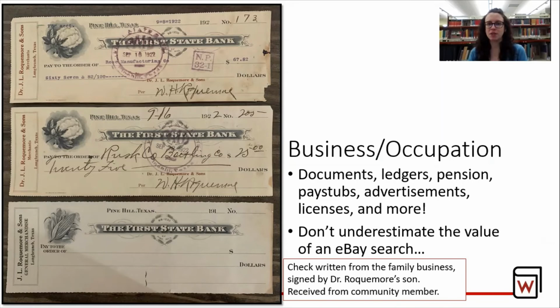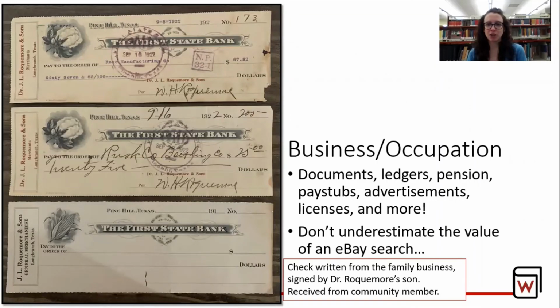If your ancestor owned a business, looking for information about that business can also be helpful. So there might be advertisements in newspapers or city directories, other documents such as ledgers, pay stubs. And don't underestimate the value of an eBay search. Search the name of the business on Google or in a database like eBay and see if anything pops up.